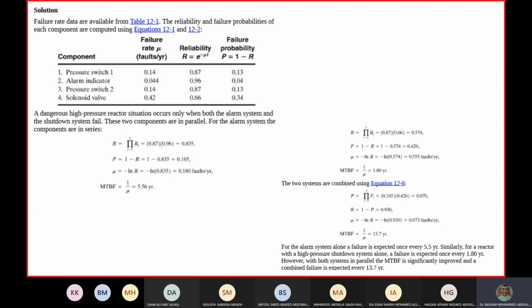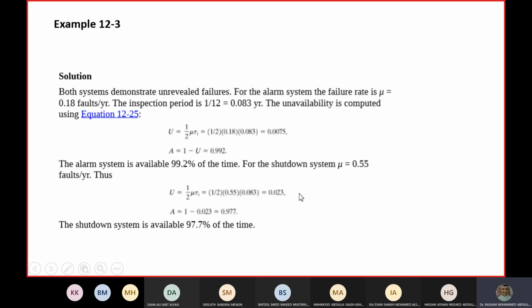So what else do I need to show you here, because we already covered that. Yes, the mean time between failures. After you get the final answer, you just take the reciprocal, 1 divided by mu, to give you the mean time between failures. I think so. This is a straightforward example, and we already explained that.